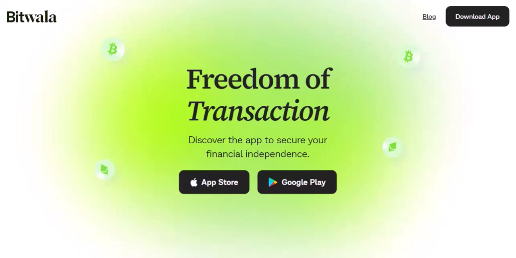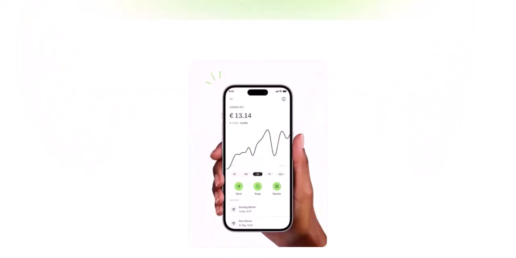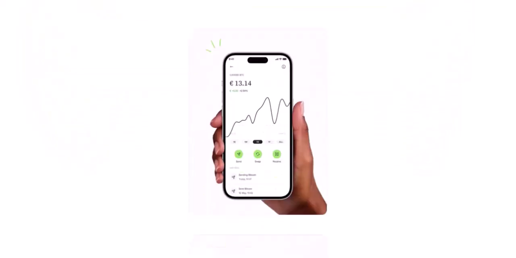Now, let's look at how to set this up on the Bitwala app. First, you need to decide on two things: how much you want to invest and how often. Maybe it's 50 euros every week or 200 euros every month. The key is to pick an amount you're comfortable with and a schedule you can stick to.